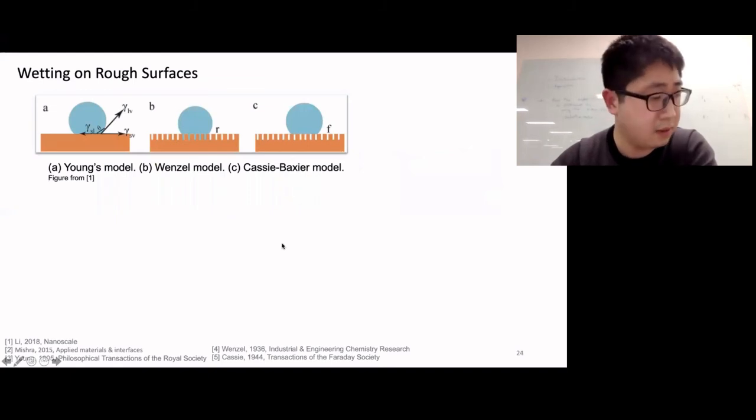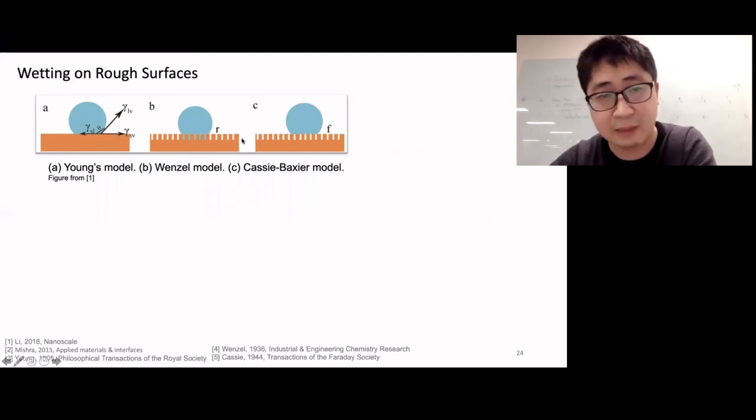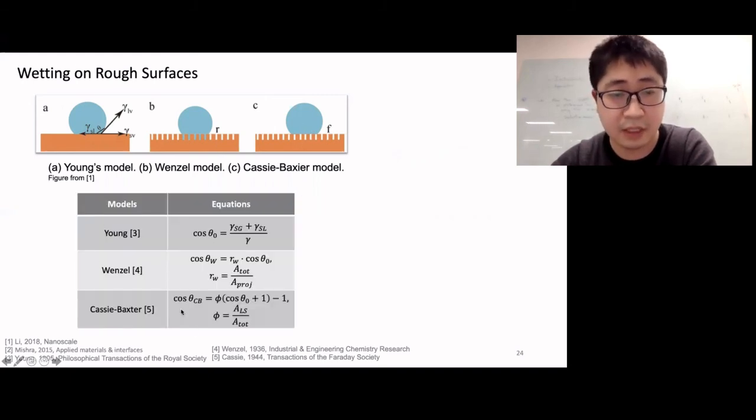I'll just move forward quickly. So we consider the wetting models on a simple surface, where we have Young's model on a perfectly smooth surface, or with the presence of roughness. Depending on the wetting state, it can fill in the grooves, or there can be air trapped between the solid and liquid. And then there are different equations describing those different modes of apparent contact angles.